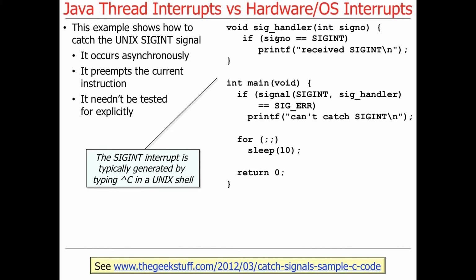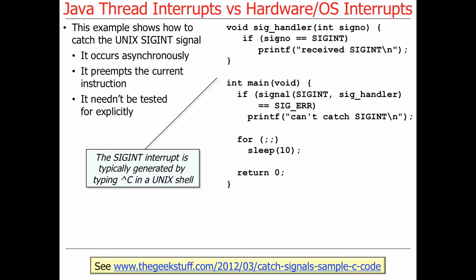Here's a very simple example, which, if you're a Unix programmer, you could compile and run to see how it works. This shows how to catch the Unix SIGINT signal. And the SIGINT signal is typically generated by typing Control-C in a Unix shell. So if you have a Unix program and you run it, and then you decide, oh, I don't really want to run this thing, you can type Control-C, and that sends the SIGINT signal from the command shell to the running process, and it handles it in some way. So this illustrates how to do this.